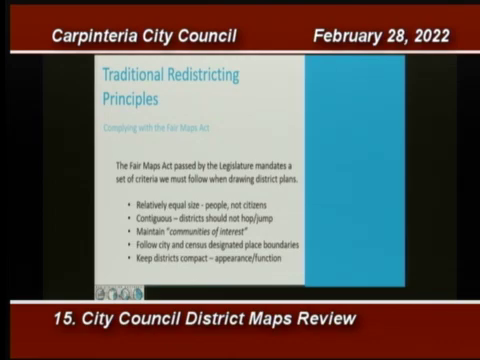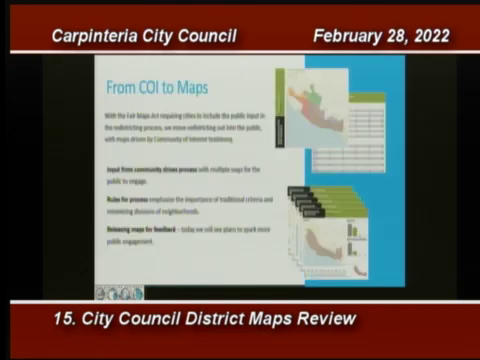A note too on this, another thing when we're looking at evaluating any plan or modifying any plan: race is not a predominant factor, and it cannot be a predominant factor in drawing any district boundaries unless legal counsel directs us to do so. And we have not received that direction from your council. So it is a criterion, but it was not the main criterion that we used to evaluate all of the plans, just as a reminder.